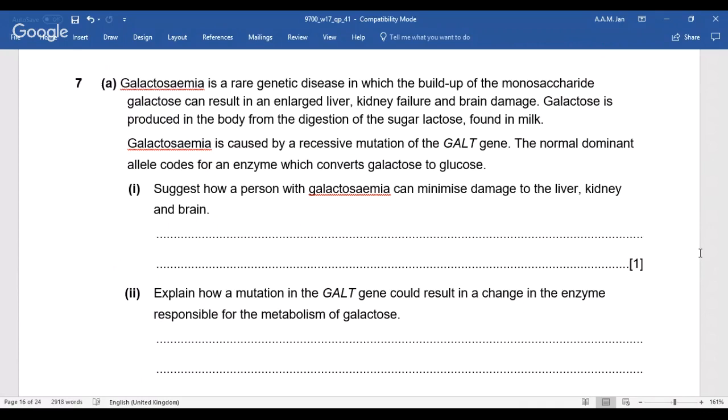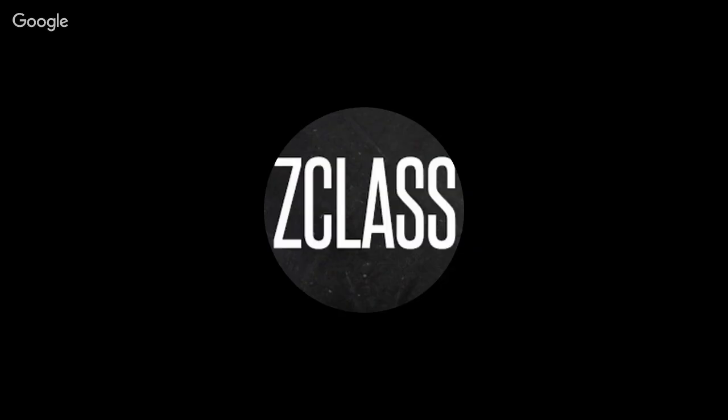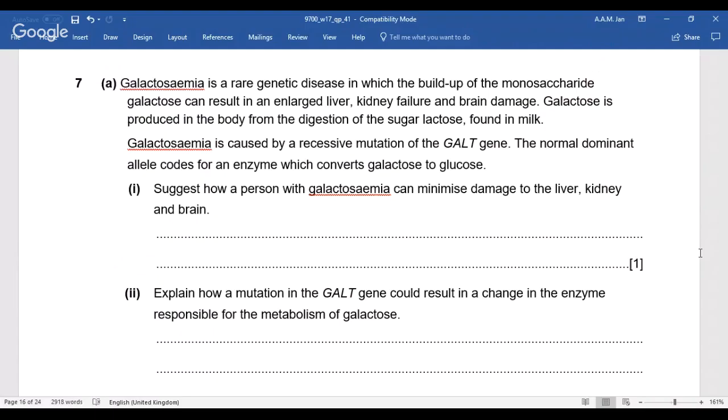So this next question is talking about a rare genetic disease, where you get a buildup of galactose, which causes multi-organ failure. And it's caused by a recessive mutation in this allele. So, first of all then, Kaneko, can you suggest to me how a person with galactosemia can minimize damage to the liver, kidney, and brain?